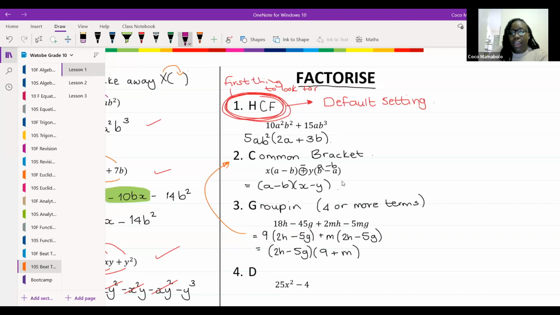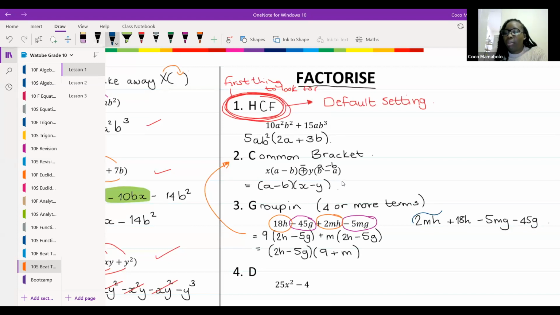we can notice over here that this term and this term have G in common. And then this term and this term have H in common. So we can rearrange our terms so that the things with H's are sitting next to each other, and the things with the G's are sitting next to each other. So I can rewrite this as 2MH plus 18H minus 5MG minus 45G.